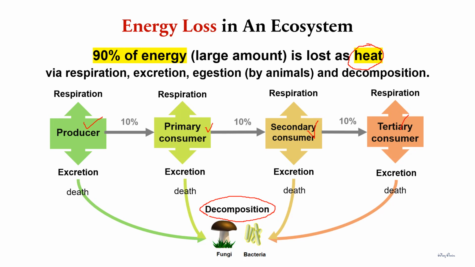And some organic non-living materials, such as the waste or the feces, are produced through the process of egestion. If they involve the animals in the primary consumer, secondary consumer, and tertiary consumer, the egestion process can contribute to decomposition as well.